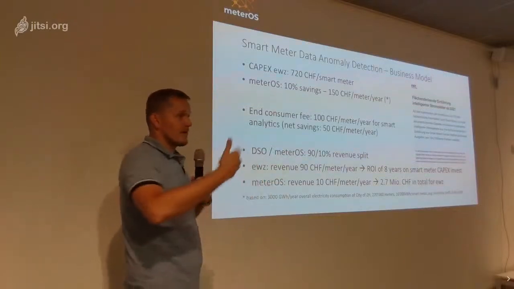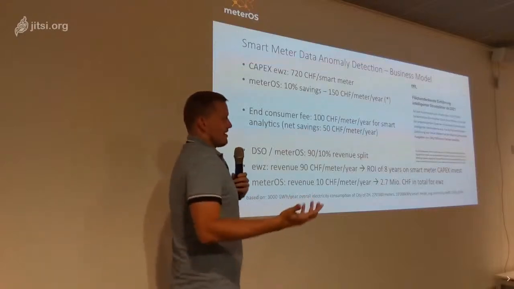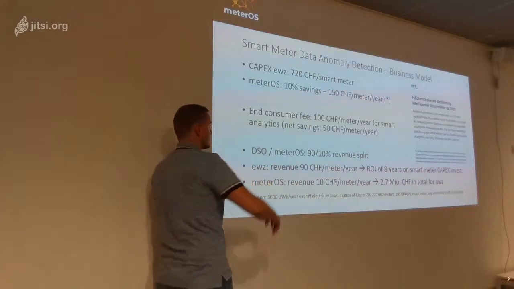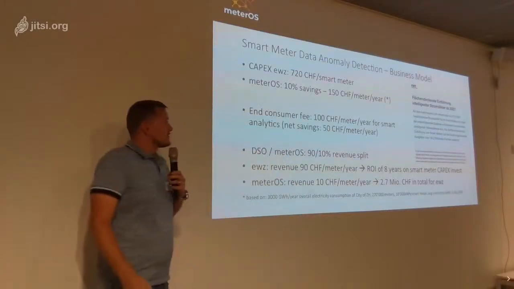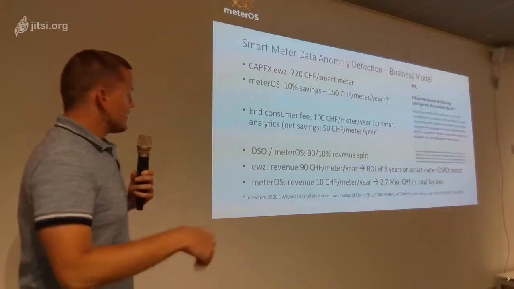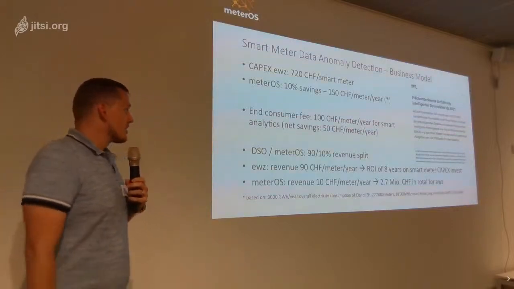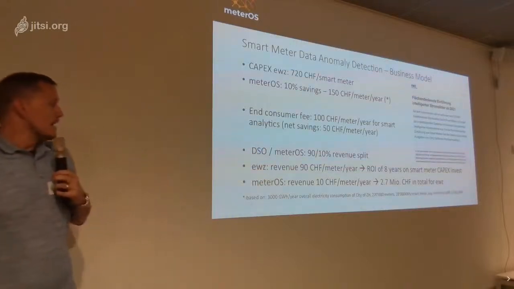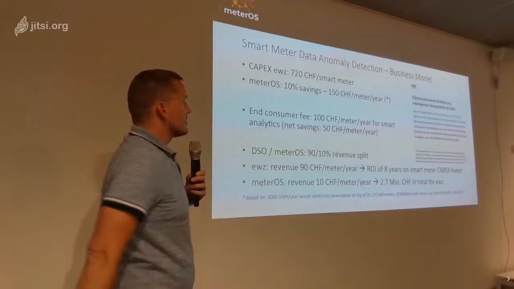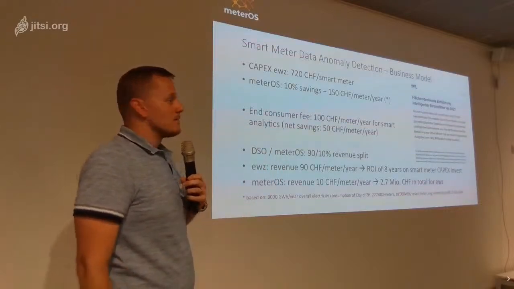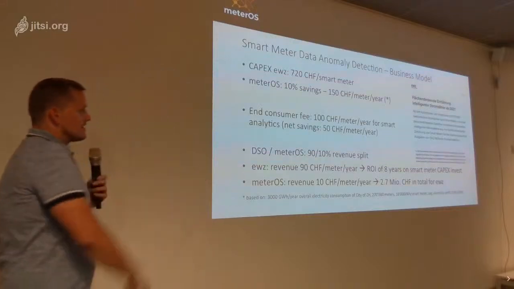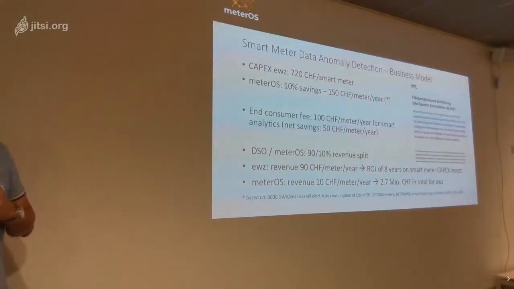All these numbers are not scientifically justifiable, but more a way to get a first business case. So that would result in net savings of 50 Swiss francs per meter per year for the end consumer. On the other hand, you have the revenue created out of this model. You could do, for example, a revenue split between the DSO and the meter OS of 90/10, which would mean that for EWZ, investing 194 million Swiss francs, they would have an ROI of 8 years on the investment, and meter OS in turn would generate 2.7 million Swiss francs net revenue per year. That's the idea behind that.